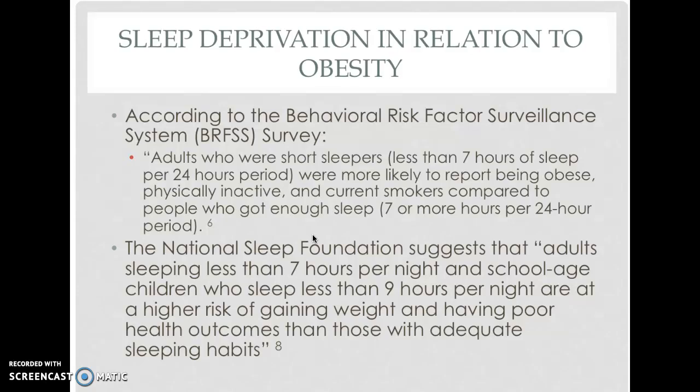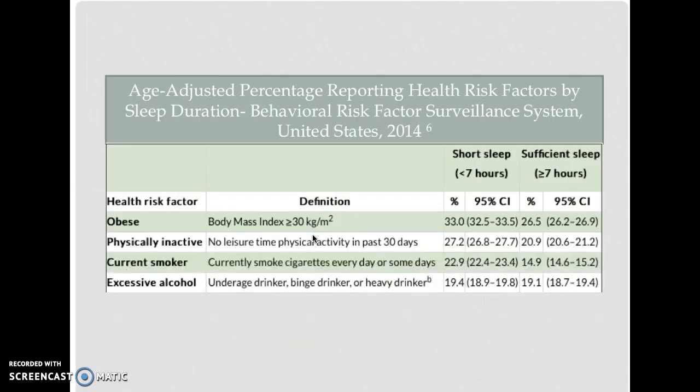According to the Behavioral Risk Factor Surveillance System survey, adults who were short sleepers, which means less than 7 hours of sleep per 24-hour period, were more likely to report being obese, physically inactive, and current smokers compared to people who got more than 7 hours of sleep in 24 hours. The National Sleep Foundation suggests that adults sleeping less than 7 hours per night and school-age children who sleep less than 9 hours per night are at a higher risk of gaining weight and having poor health outcomes than those with adequate sleeping habits.